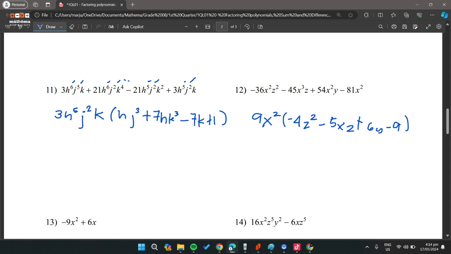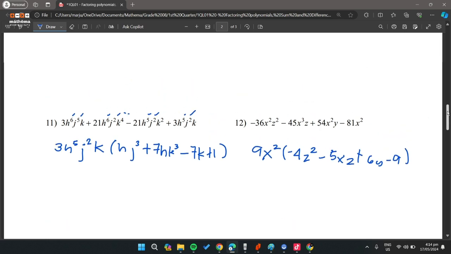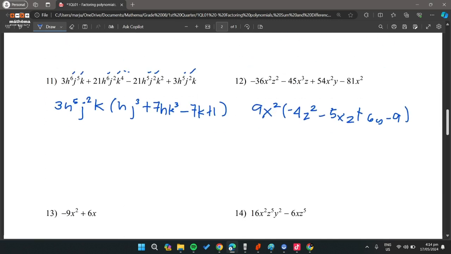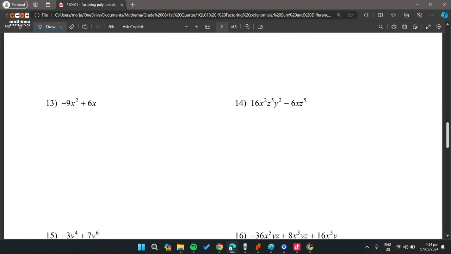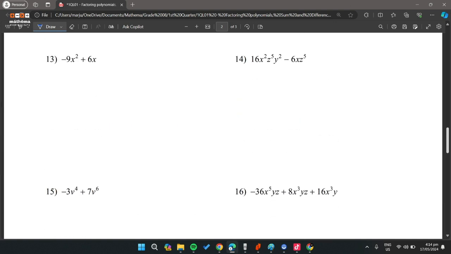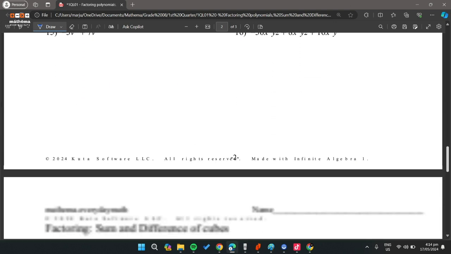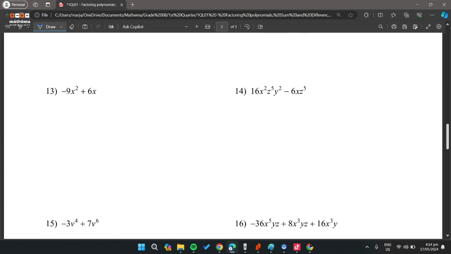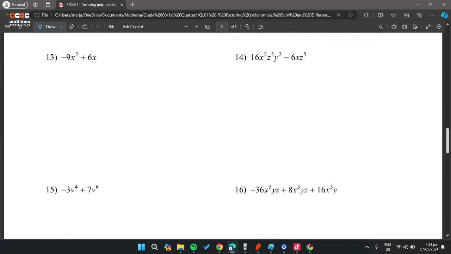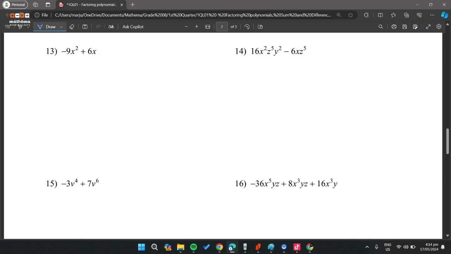So far, these numbers have the longest solutions or answers. Alright? Let's do 13 and 14. And then we'll have 16. And then after 16, we will do sum and difference of cubes. So let's do 13 first.